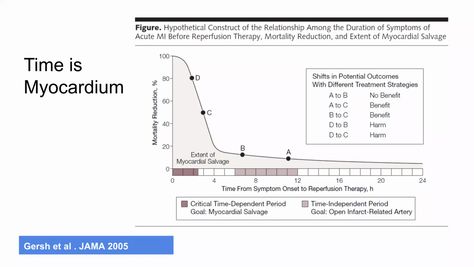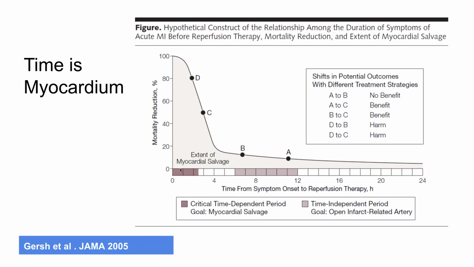Saving lives is central to why we have emergency rooms in the first place. So this is where you really want to get your patients. That's where you really want to intervene to save lives. This is the golden period where you get maximum benefit from reperfusion.